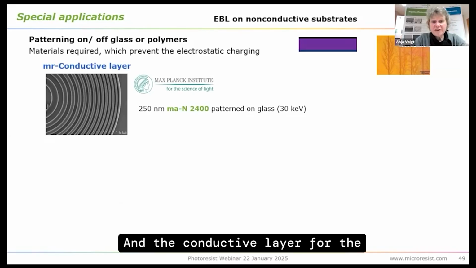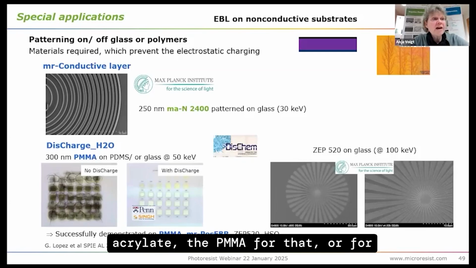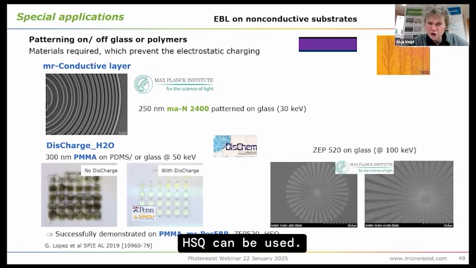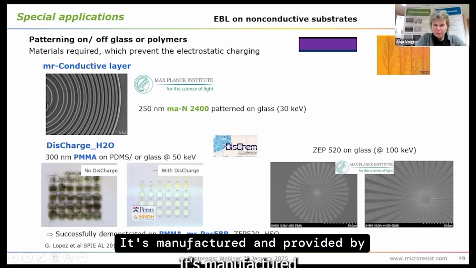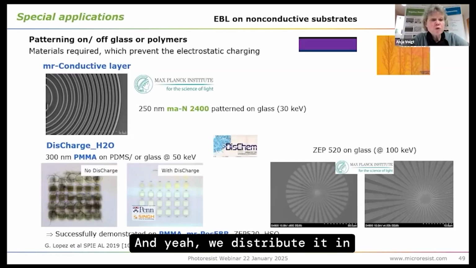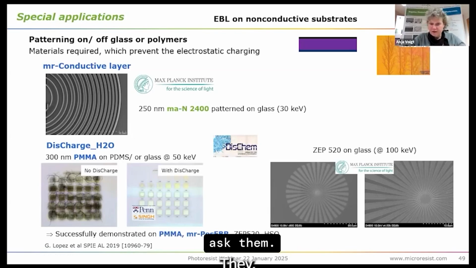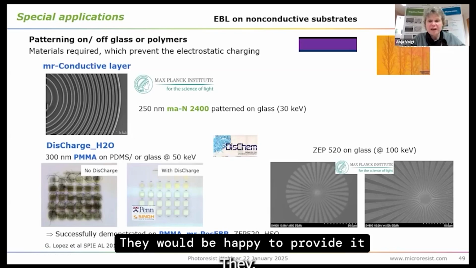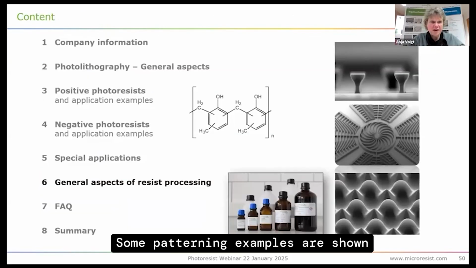The MR conductive layer is for the mr-N 2400, or the discharge layer for the acrylate PMMA, or for HSQ, can be used. This is not manufactured by us. It's manufactured and provided by Disgem. I'm sorry, yes, we distribute it in Europe. But if you're interested in that, please ask Disgem. They would be happy to provide it to you. Some patterning examples are shown here.